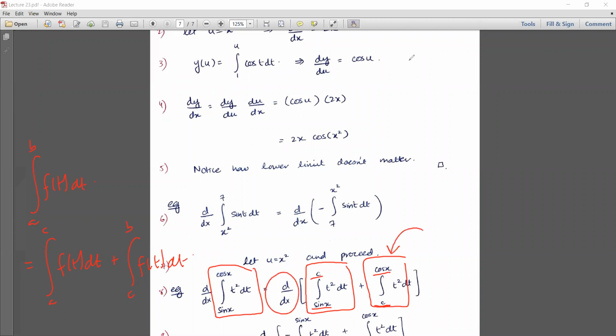Now, this integral here, the one from c to cos x, is in the form where I can apply the fundamental theorem. For this one, I need to do one more thing. I need to flip the limits of integration so that the constant becomes a lower limit and sine x becomes the upper limit.